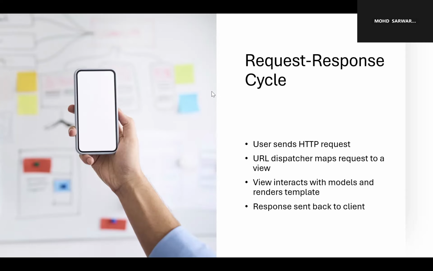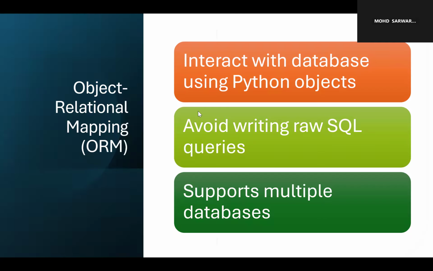Coming to the next one, ORM. ORM stands for Object Relational Mapping. Django provides an ORM which lets us interact with the database using Python objects instead of writing SQL manually. This makes development easier, cleaner, and database independent. It also supports multiple databases without changing our code much.